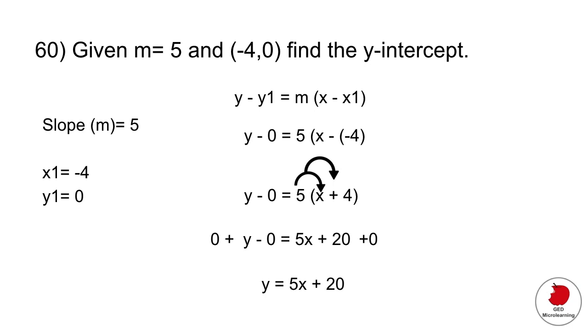So the y-intercept is this number. It's the point at which the line is crossing the y axis. That's the y-intercept.